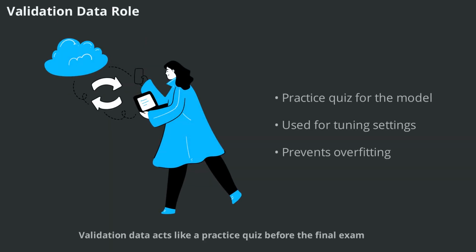Validation data acts like a practice quiz before the final exam. While the model is training, engineers use validation data to tweak the model's settings, called hyperparameters, and check if it's on the right track. This helps ensure the model doesn't just memorize the training data, but actually learns patterns that will work on new data. Validation data is a key tool for fine-tuning and improving model performance.